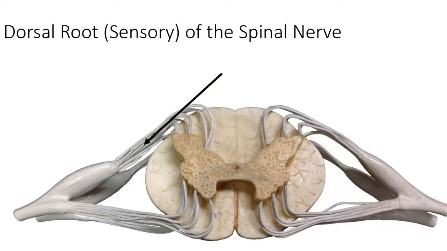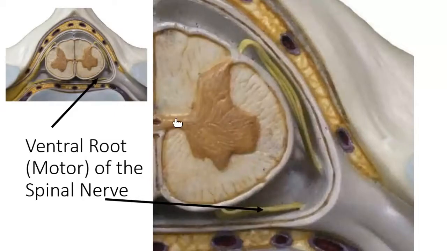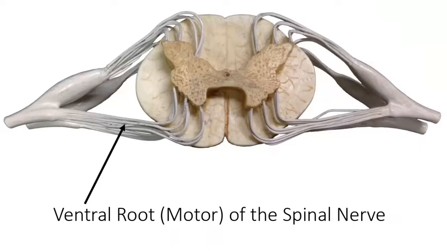And then this other slide has the ventral root or the motor root of the spinal nerve. That's going to carry motor input, or excuse me, output, I should say. You can see it on this model here.